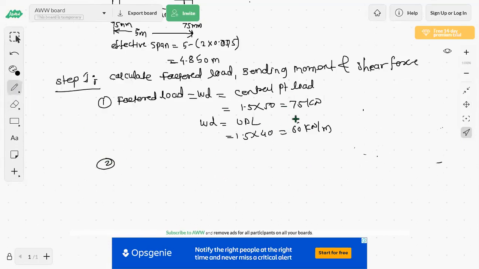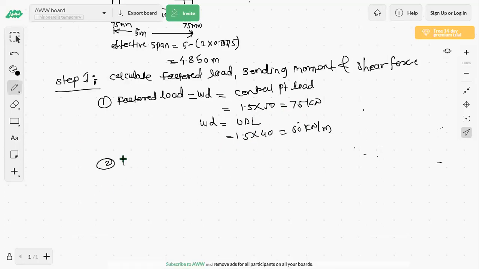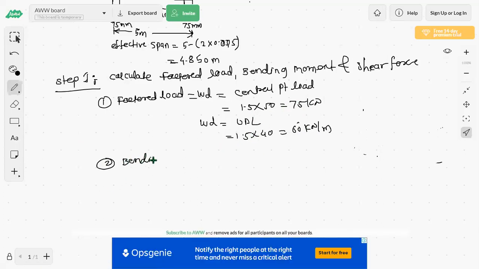We cannot add these two because this is in kilonewton, this is in kilonewton meter. So we cannot add. We have to factor separately. Then bending moment, calculate bending moment. So here we can add bending moment.